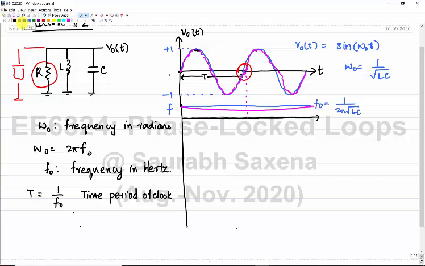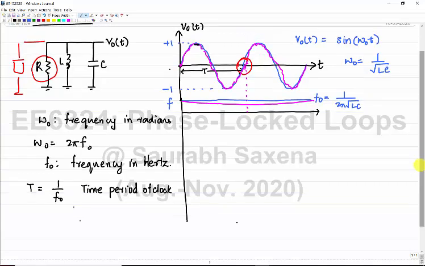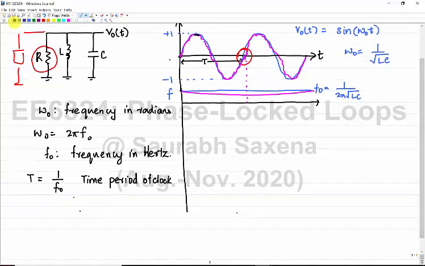Similarly, if you look at the phase of this signal, what is the phase of the signal? The phase of the signal is the argument of your sine wave. If omega naught is varying, then your phase will also vary. So you can say the phase of the signal is nothing but the integral of frequency over time. If omega is fixed, then it will be omega naught t. If omega is not fixed, then the phase will keep on varying.